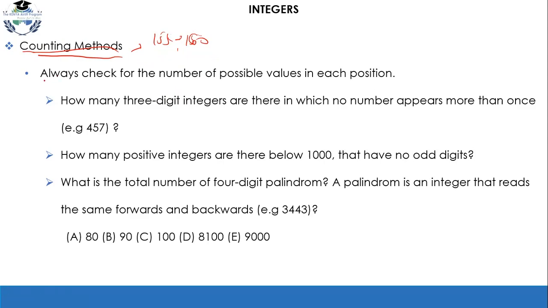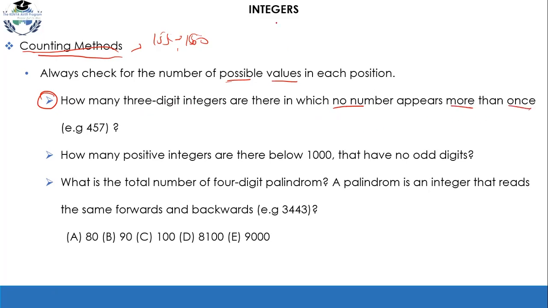So the counting method. In your counting, always check for the number of possible values in each position. Always check for the number of possible values for each position. So let's do a few examples so I can help you understand what I mean. Example 1 says, how many 3-digit integers are there in which no number appears more than once?